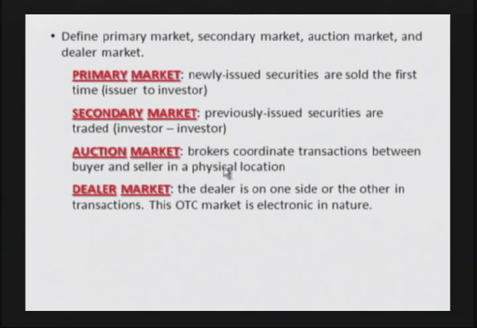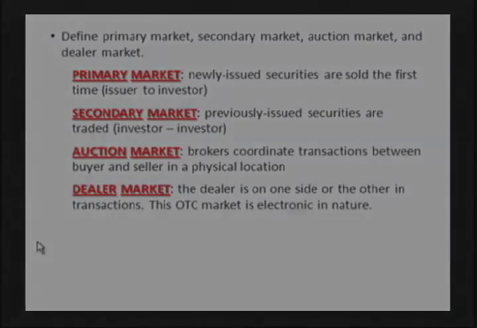An auction market is where brokers coordinate the transactions between buyer and seller. They just represent the buyer and seller and bring them together, as opposed to a dealer market where the dealer is actually buying or selling the securities. So we say the dealer is on one side or the other of a transaction in this over-the-counter market. You're either selling to a dealer or buying from a dealer in the dealer or the over-the-counter market.